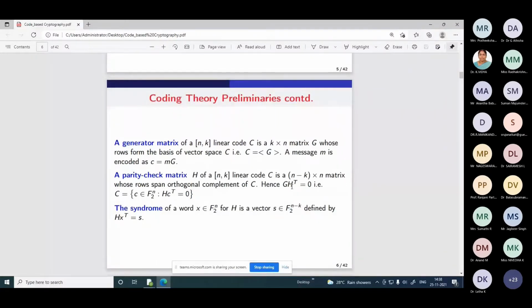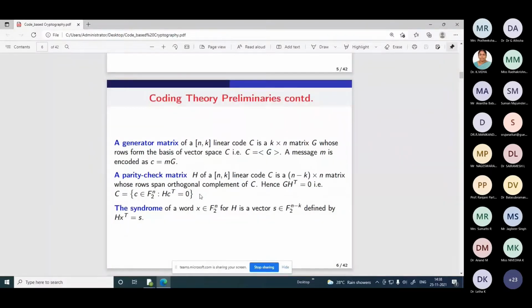So when you take any code word, multiplying with H gives us 0, that is, H times c transpose equals 0, where c is the code word. This is the basic idea you have to understand. For every code, there is a generator matrix. Similarly, you can define a parity check matrix for that code. The parity check matrix is a matrix which, when you multiply with the code word, gives 0.